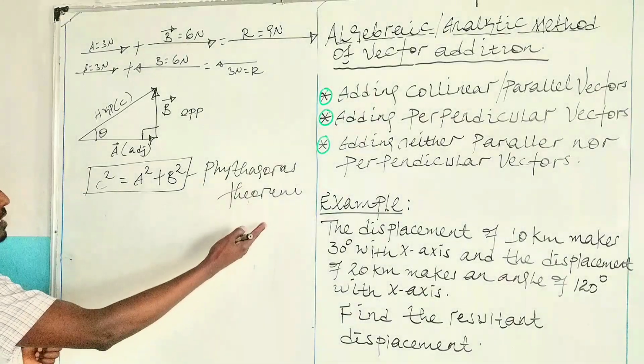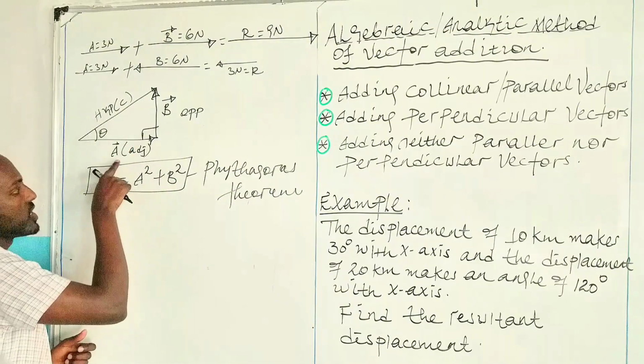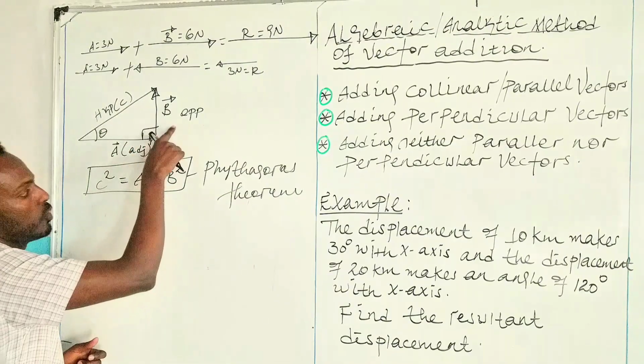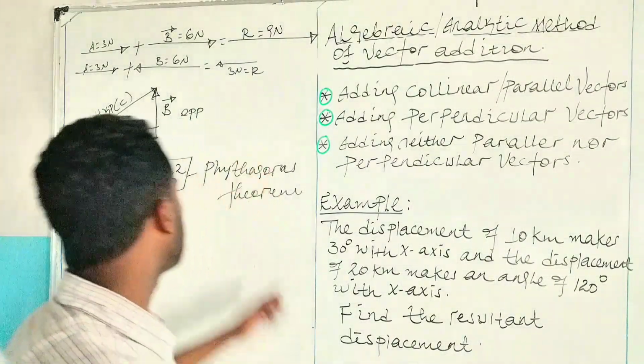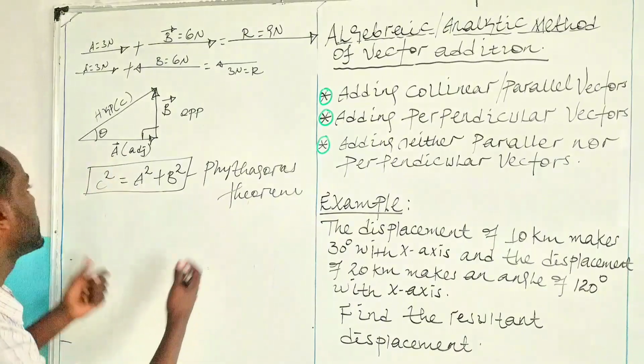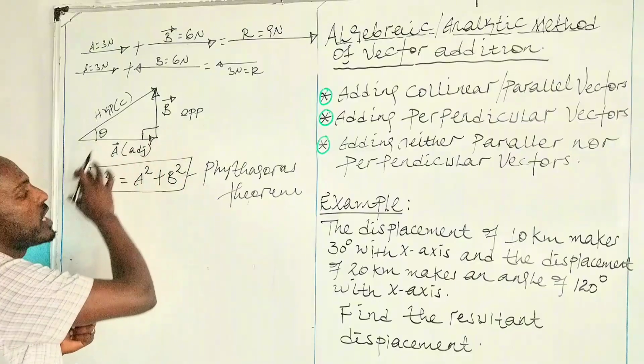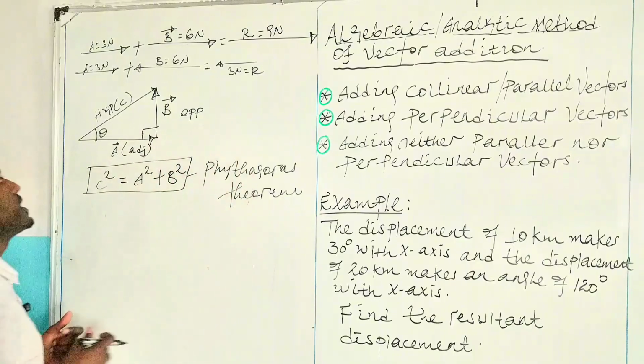The Pythagoras theorem states that the hypotenuse squared is the same as the adjacent side squared plus the opposite side squared. If the two vectors, vector A and vector B, are acting at right angle with each other, we can simply use the Pythagoras theorem to determine their magnitude or size.